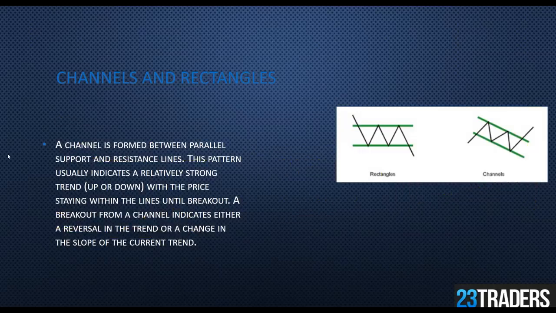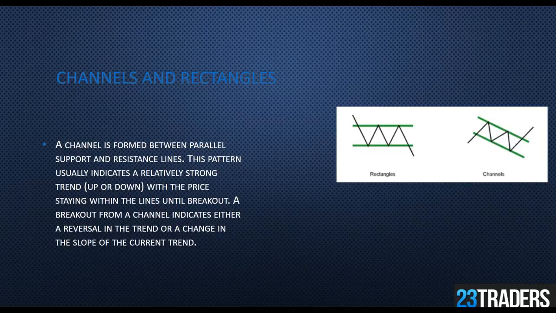Now, besides triangles, you can also get the formation of what's called channels and rectangles. A rectangle is exactly what it sounds like. A channel develops when your support line is running horizontal and you have range trading, so your trend line is also running on a horizontal. A channel is formed between parallel support and resistance lines.